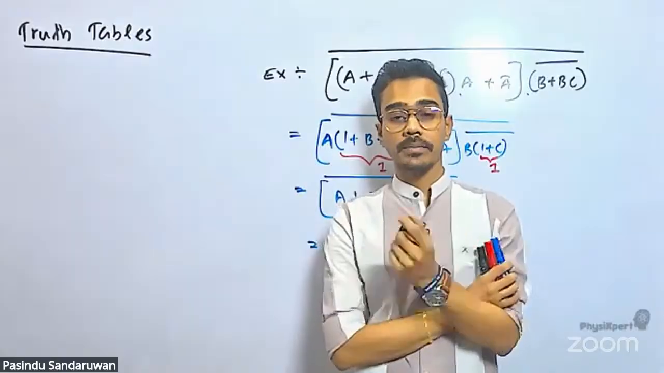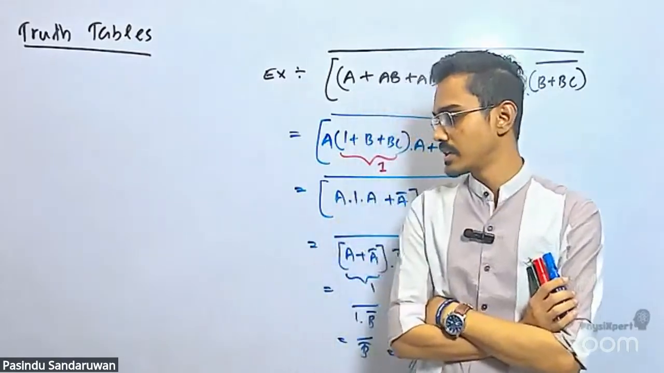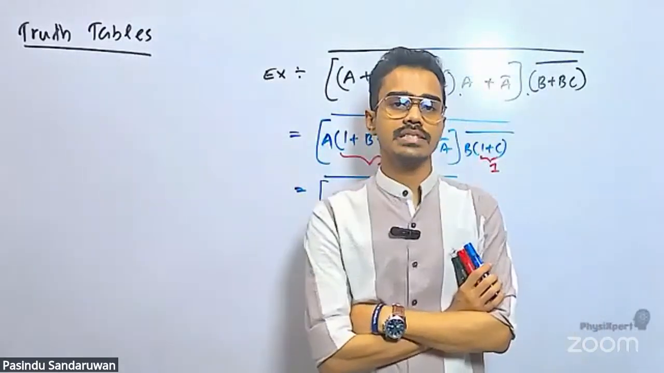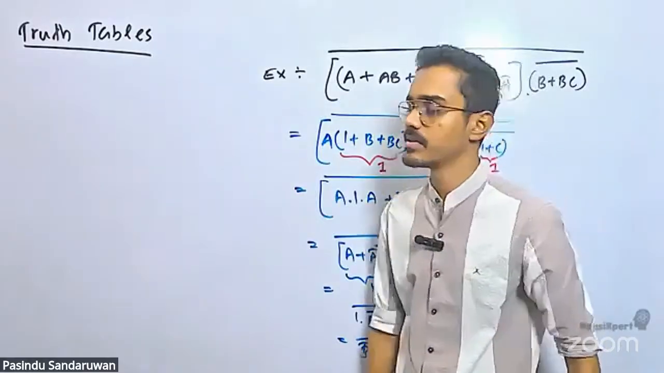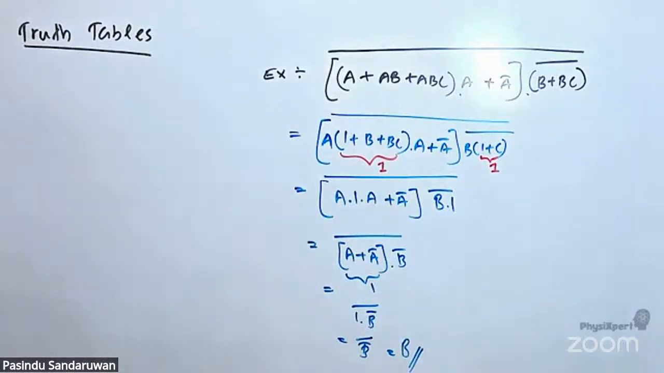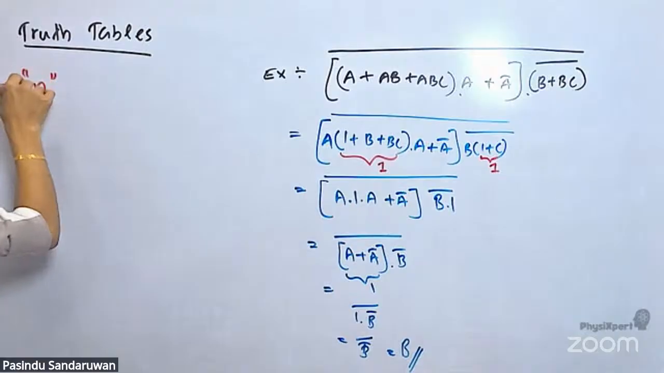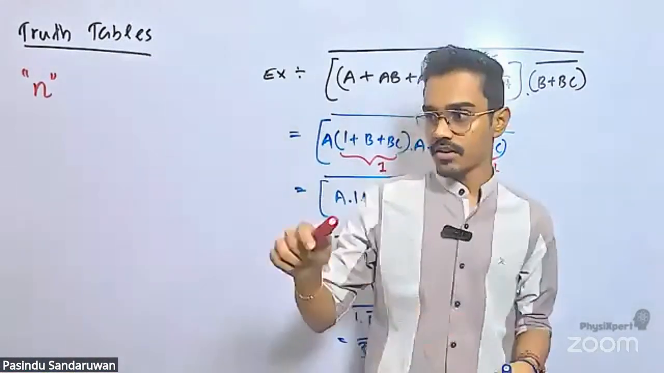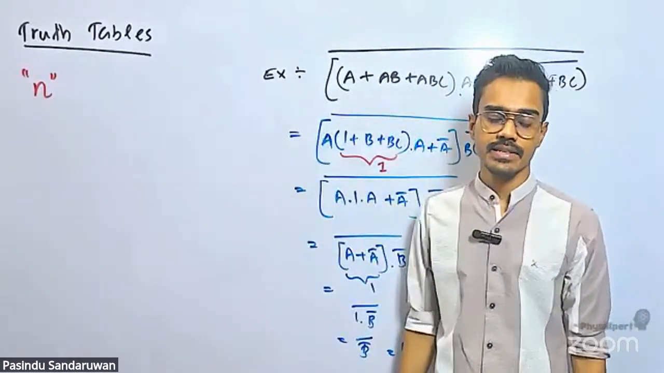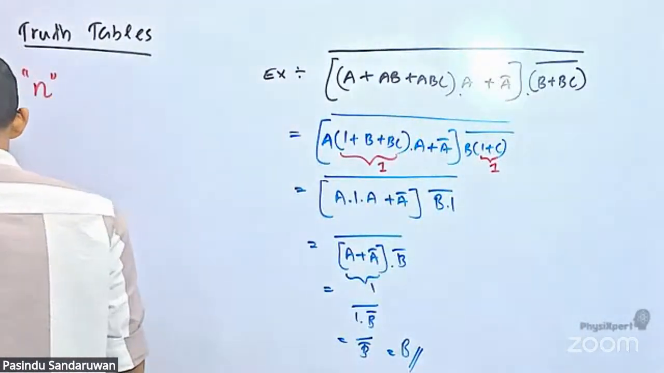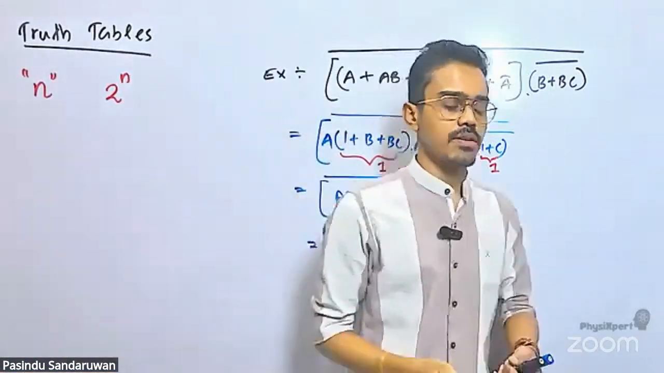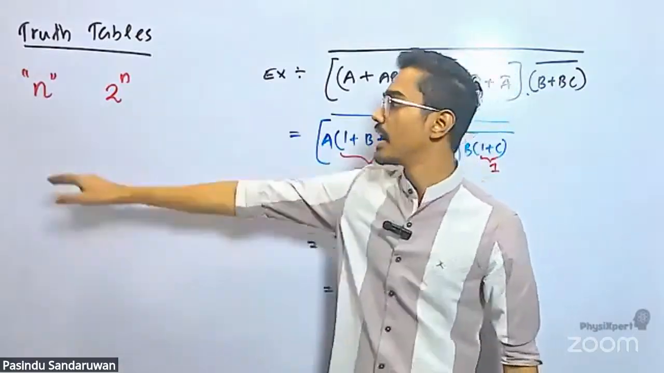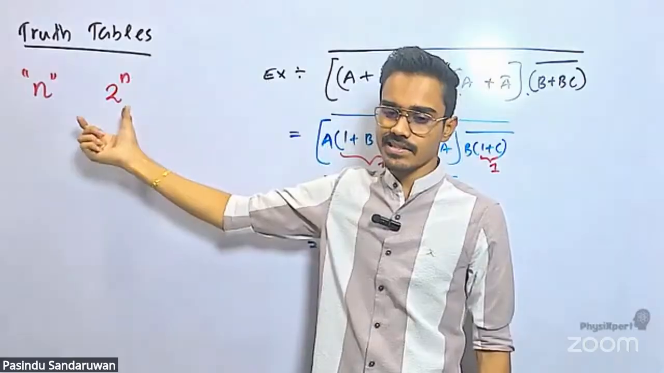Next point, mention it in red. If there are n number of input variables, the number of possibilities that exist is 2 to the power n.